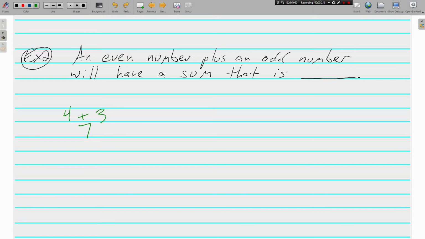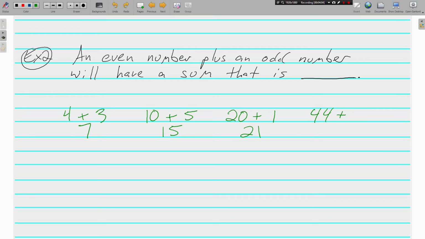Okay, let's look at another even number, how about 10? Plus an odd number, 5. 10 plus 5 is 15. Okay, starting to think about what even plus odds have in common. Another even. I don't know, what do you want to do? How about 20? Plus 1. That's an even plus an odd. 20 plus 1 is 21. What do all of these answers have in common?